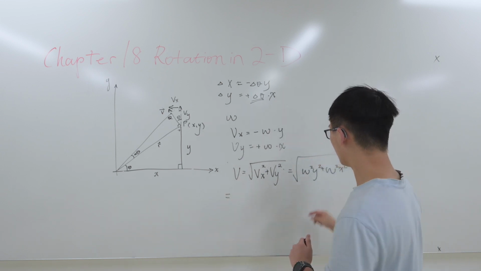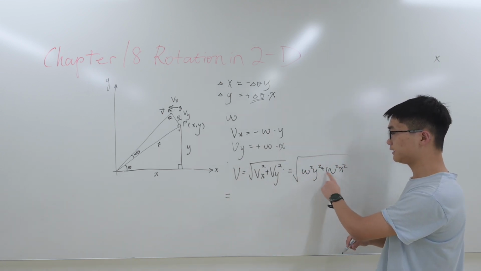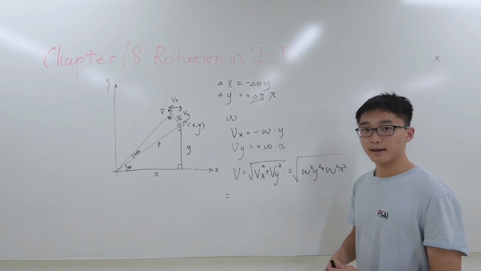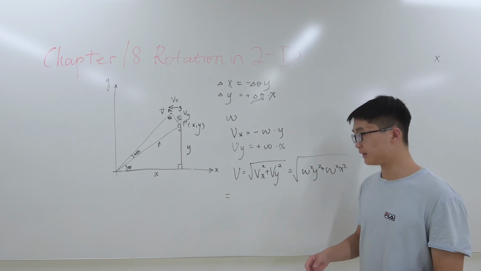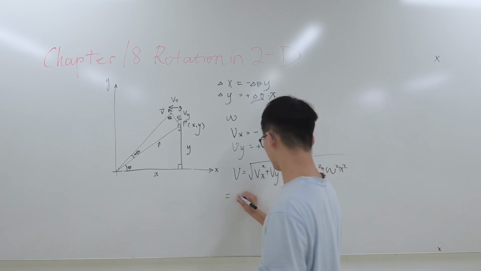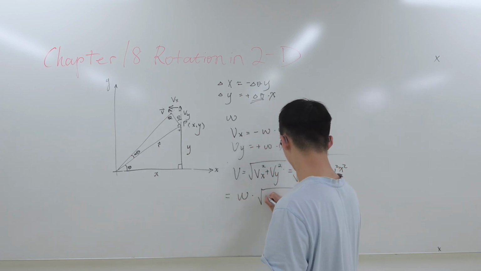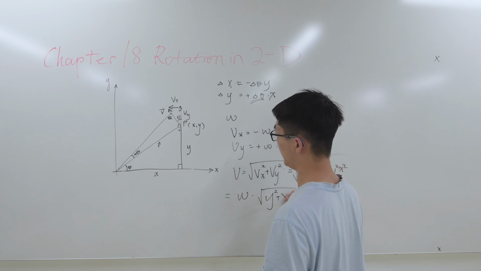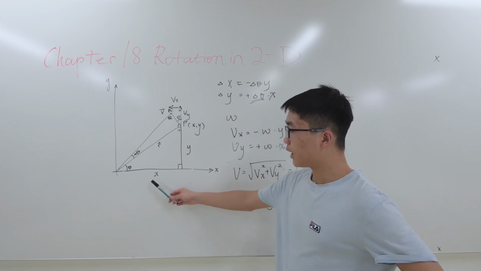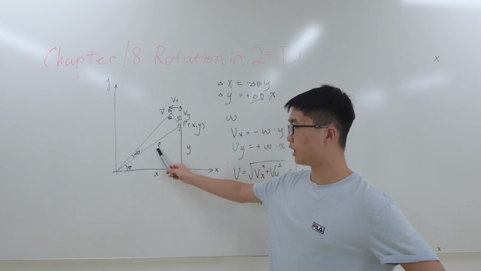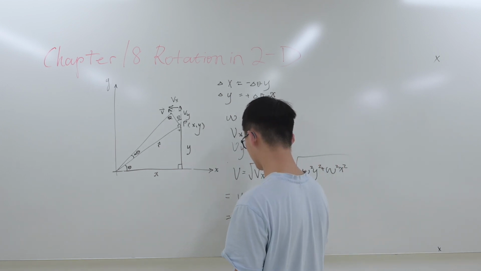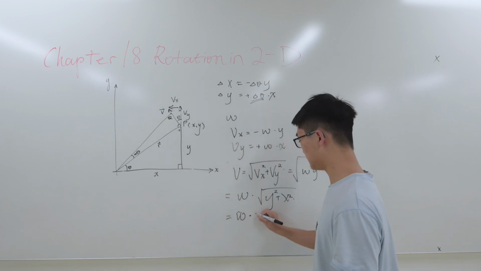And then because omega is the same term for x and y, we can take omega out, and due to the square of omega, we can take it out of the square root. So it will be omega times the square root of y squared plus x squared. And due to Pythagoras' theorem, y squared plus x squared is equal to r squared. So this expression will equal omega times r.